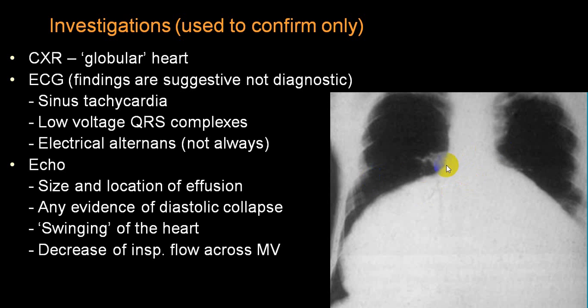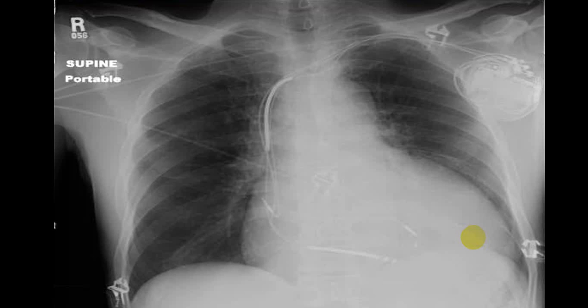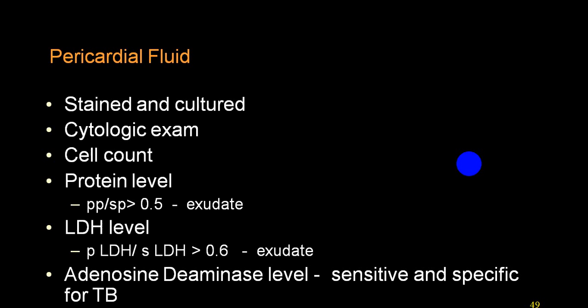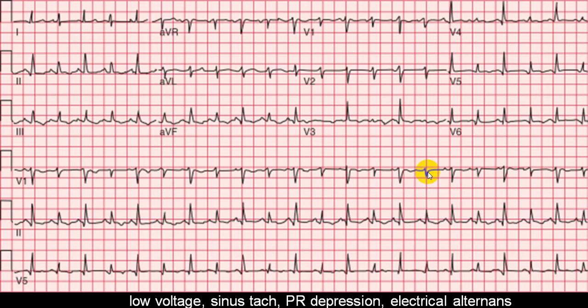You can see this massive pericardial effusion. Chance of cardiac tamponade will increase. We call it globular heart or a bottle shaped heart. So severe cardiomegaly, you can go for pericardiocentesis and pericardial fluid examination to find out the etiology. On an ECG, you will see low voltage with electrical alternans, quite common.